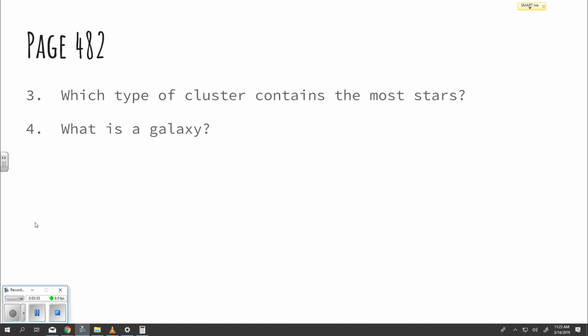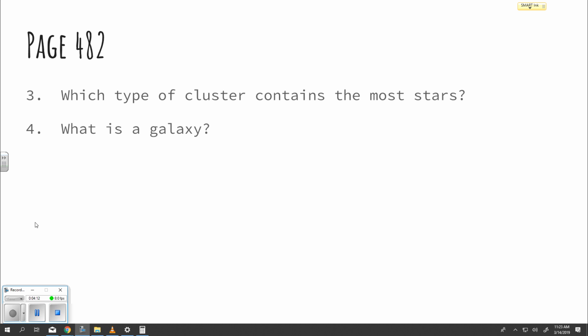Page 482. Which type of cluster contains the most stars? What is a galaxy? What are multiple star systems? Highlight: stars are not always isolated or alone. Continue highlighting. Two or more stars may form multiple star systems. Continue highlighting. More than half of all sun-like stars are part of multiple star systems. Continue highlighting. Binary stars are pairs of stars that revolve around each other.